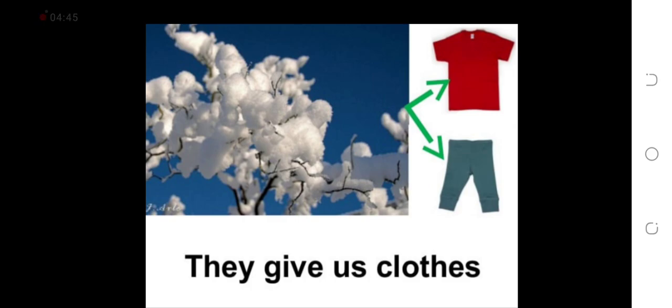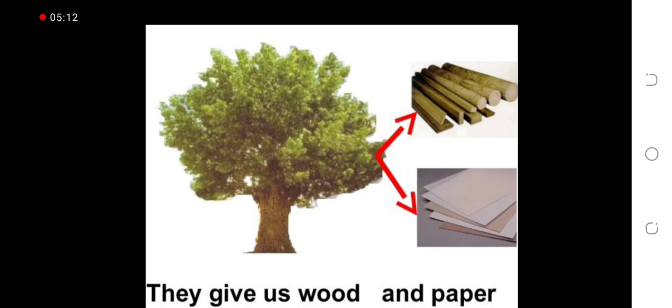Okay, so why are plants important? Why are they beneficial? Now think of one benefit that I have told you in this video. Recall it. What was it? Yes, you are right. Plants give us oxygen and they help us to live. The second advantage of plants is that they give us the clothes that we wear. They also provide us wood, and paper is made from wood.